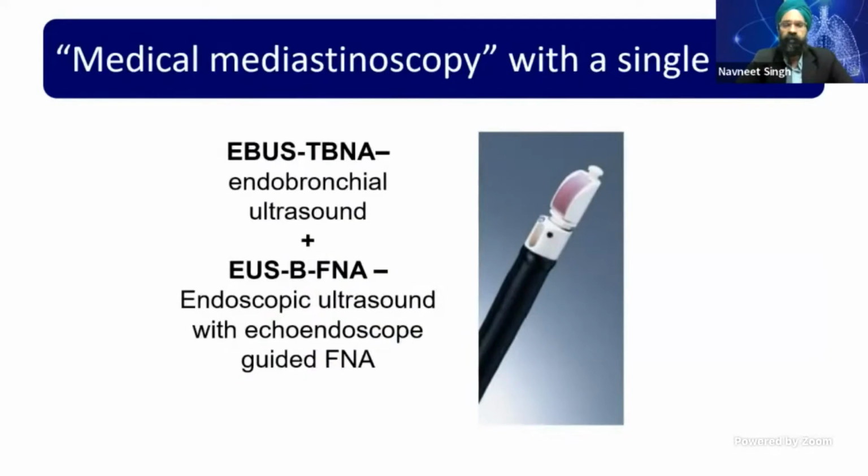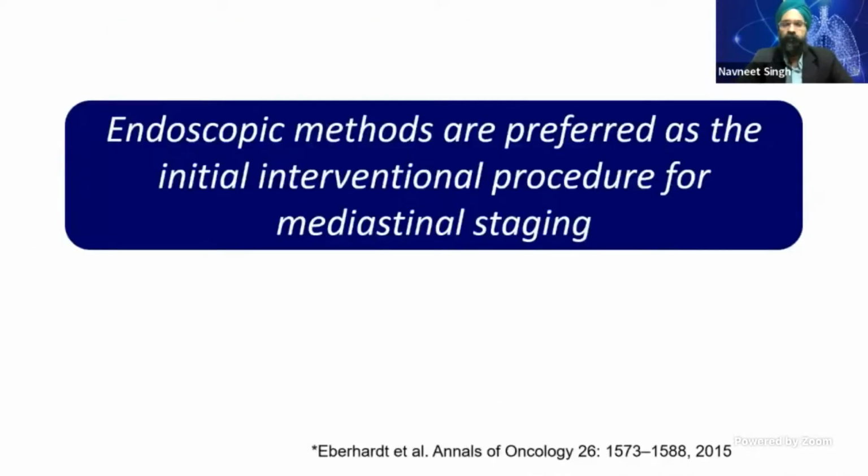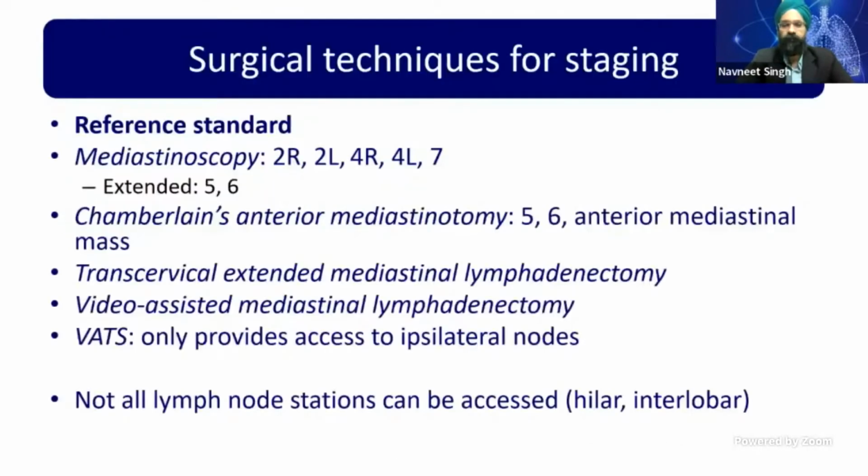Nowadays, they are even doing it with a single scope. Basically, it is called EBUS-TBNA and EUS-FNA, which means an endoscopic ultrasound with an echo endoscope-guided FNAC. Now, if you look at the comparison, this is a paper by one of my colleagues. You can see that it has very good sensitivity and specificity compared to mediastinoscopy. And therefore, they are preferred as the initial interventional procedure for mediastinal staging.